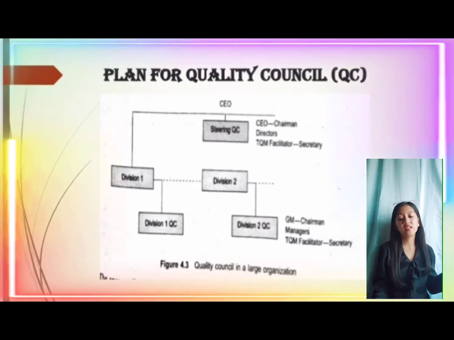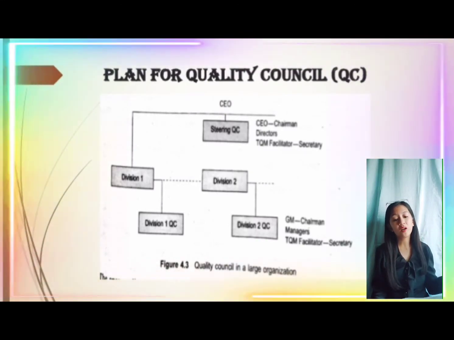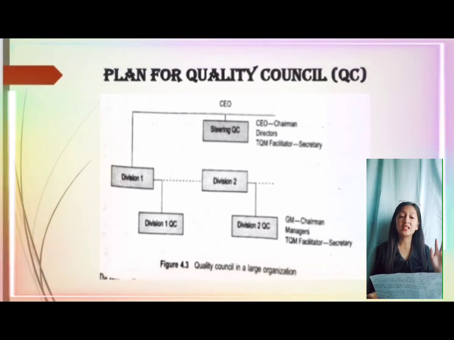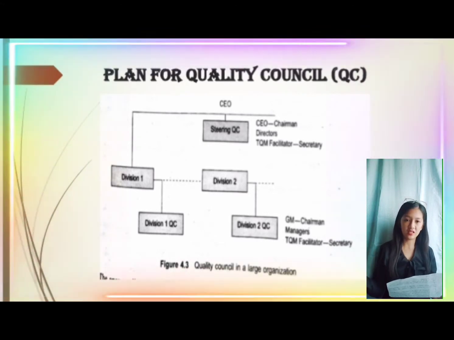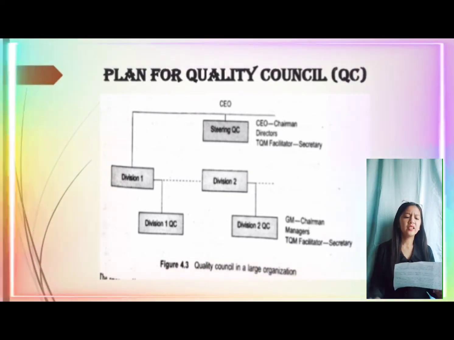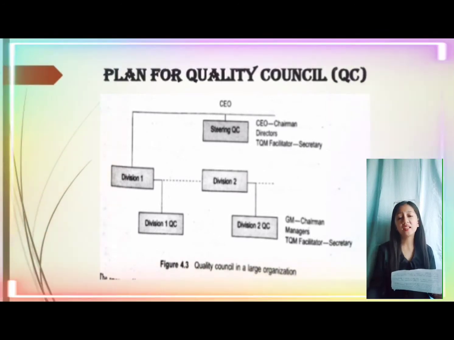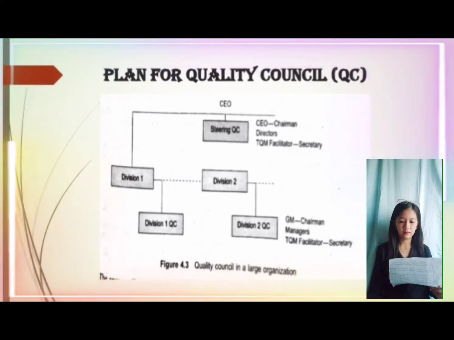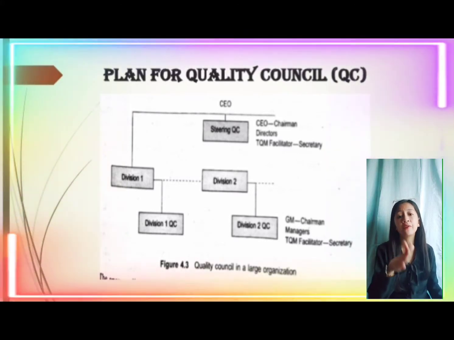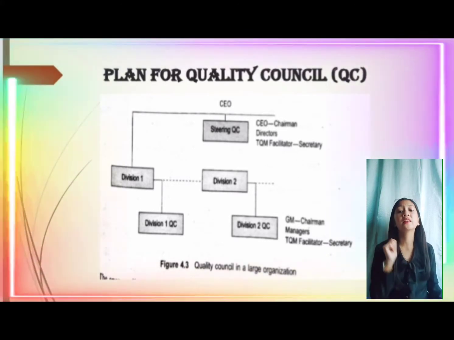Next is the plan for the Quality Council or the QC. The TQM project should be steered by a quality council depending on the size of the organization. There can be a one or two-tier quality council. The typical QC in a larger organization is given in figure 4.3.